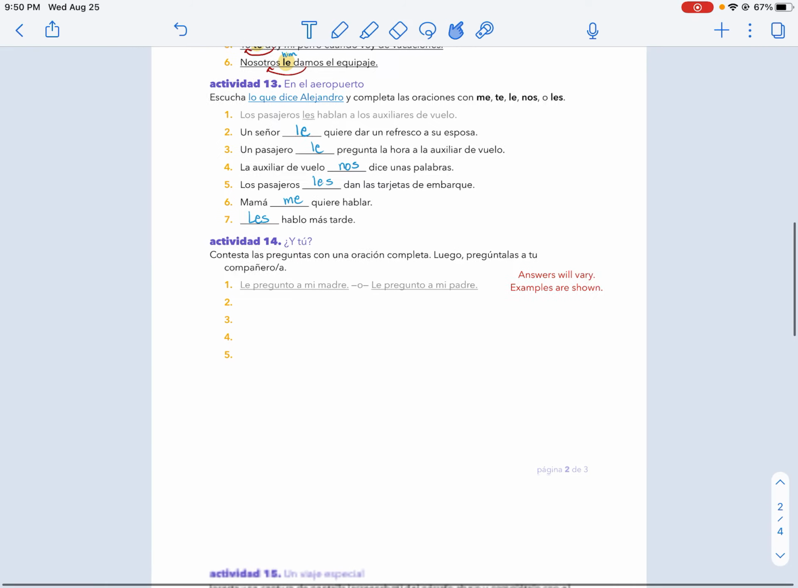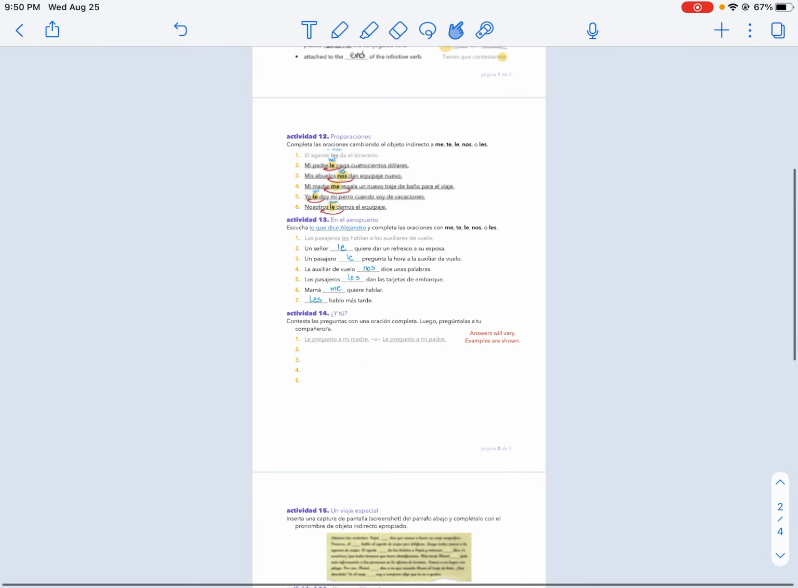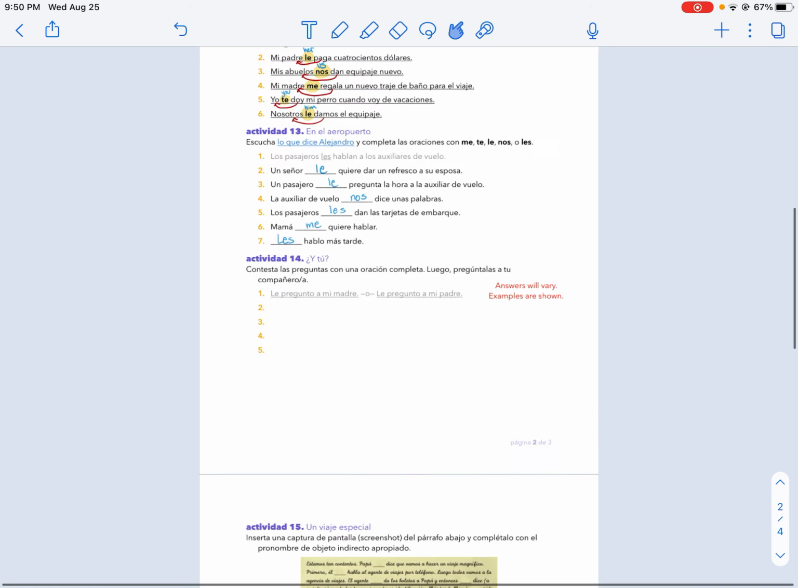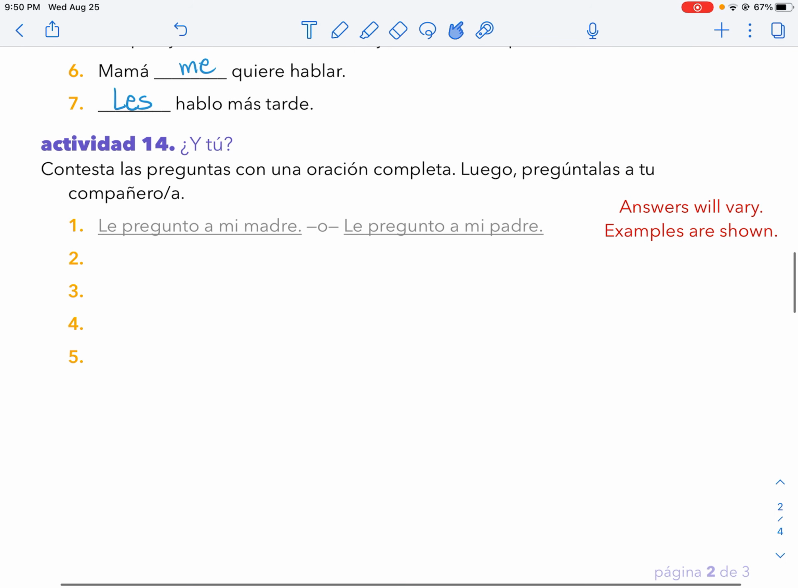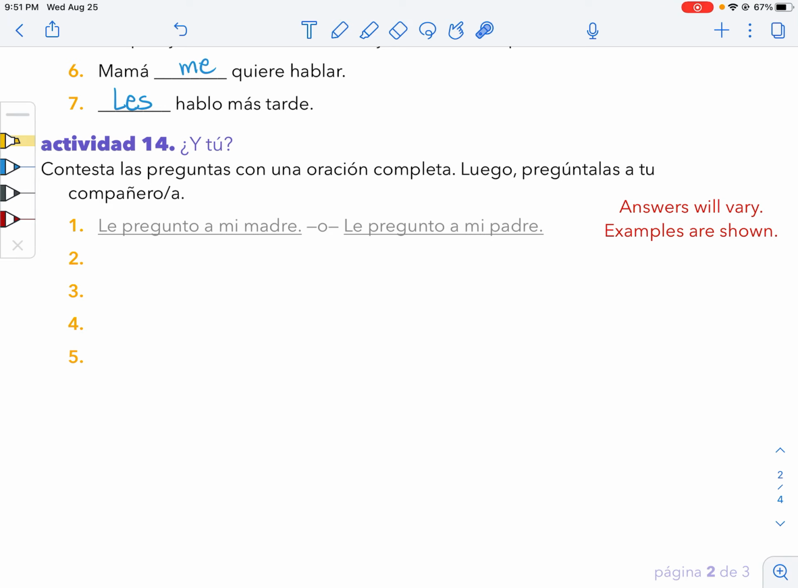Y finalmente, actividad 14. Oh, it's not finalmente. Tenemos muchas actividades más. Just kidding. Actividad 14. Primero contesta las preguntas y después pregúntalas a tu compañero. So we have some questions in our textbook. I'm going to give you my answers. Yeah, and then they can vary. You don't have to say exactly what I said.